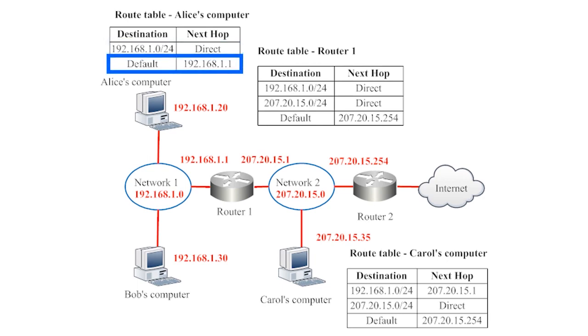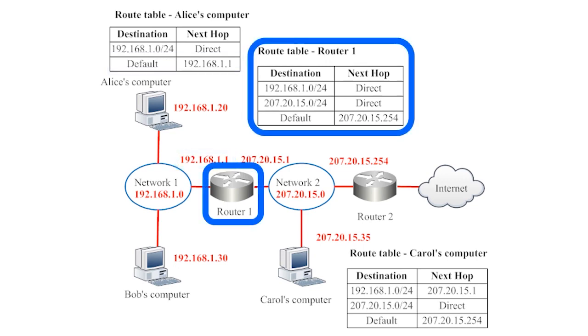But what happens if Alice's computer tries to send information to any other IP address, one that's not listed on the route table? For IP addresses not listed on the route table, Alice's computer will send information to the default next hop, which in this case turns out to be Router 1. Once Router 1 receives the information, it will run the destination IP address through its own route table. So let's take a look at the route table for Router 1.